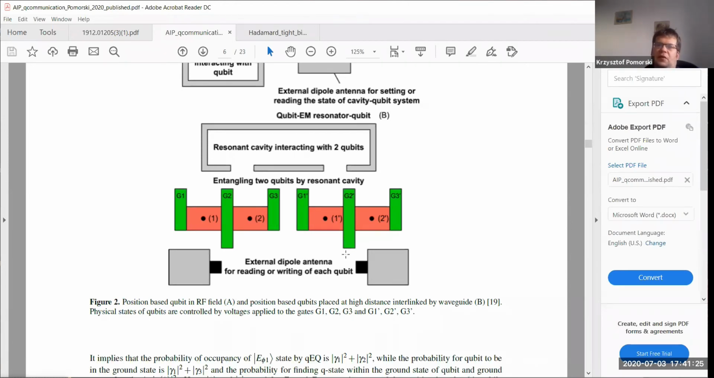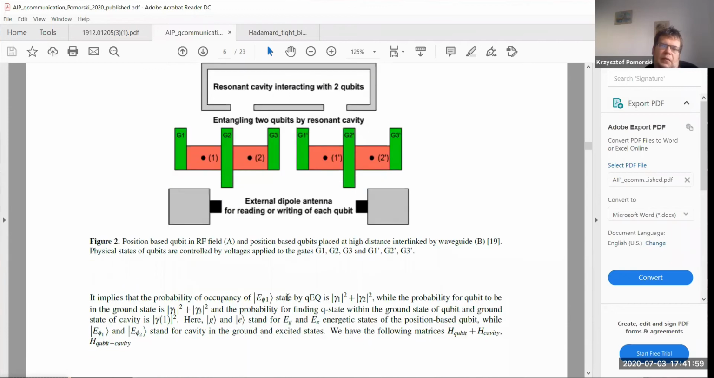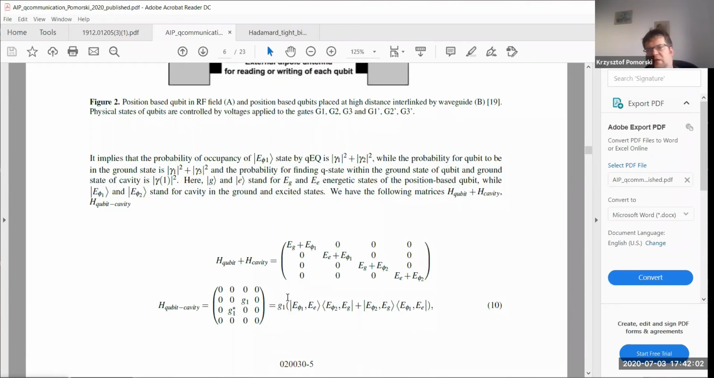Anyway, let me move on. This is the minimalistic way of controlling the state of each qubit. So you pump an electron, you localize it, and it interacts with the resonant cavity. And now, what is the system Hamiltonian in greater detail?